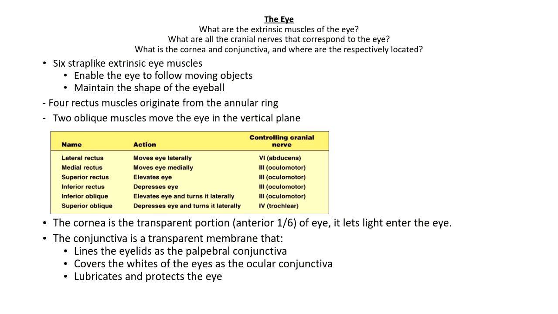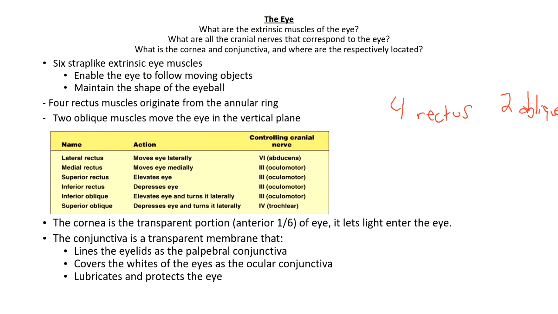All right, we're almost done here. Now we have the structures of the eyes. What are the extrinsic muscles of the eyes? We talked about this a lot. I remember I talked about this in the last exam review or the one before that. Pretty simple. Four rectus, two obliques.